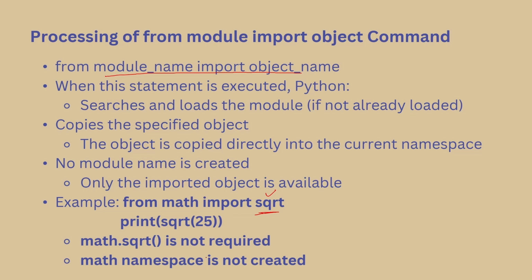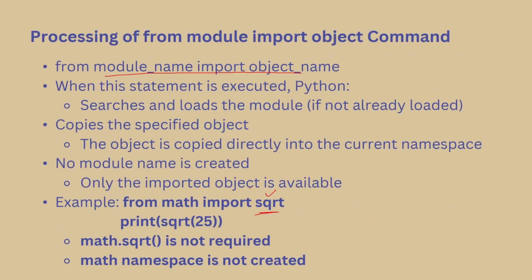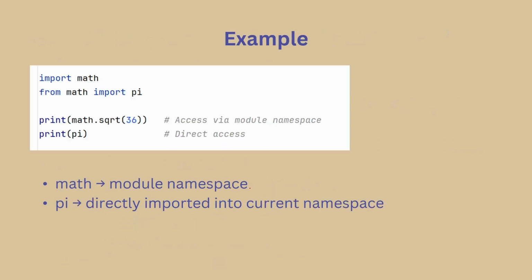The math namespace is not created. We are only in the namespace, and only this square root object is copied. So this is the difference when we say from module name import object name, versus import module name, where we import the entire module rather than a particular object from that module.